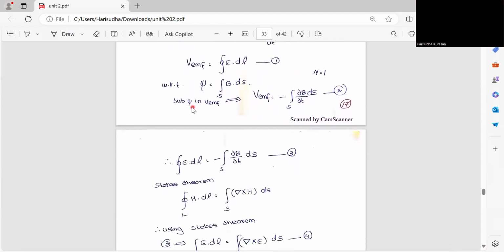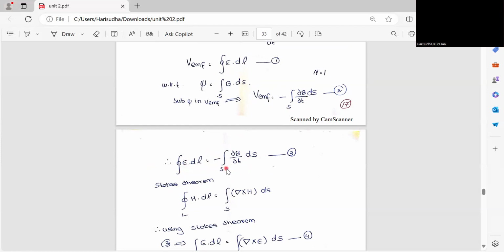Now this is the induced EMF in the first equation, and the second equation is also the induced EMF. Since both are the induced EMF, expressed in terms of the electric field intensity and in terms of dou B by dou t, the magnetic field, we can equate both. So the line integral of E dot dl will be equal to minus the surface integral of dou B by dou t dot ds. Now this is a line integral, and this is a surface integral.